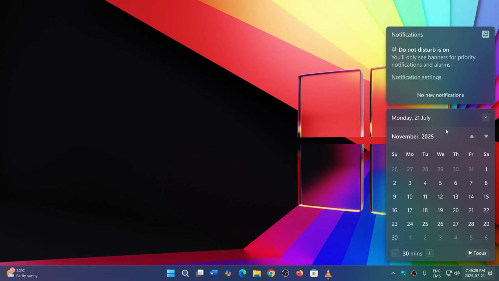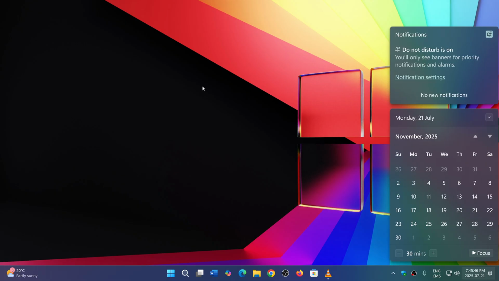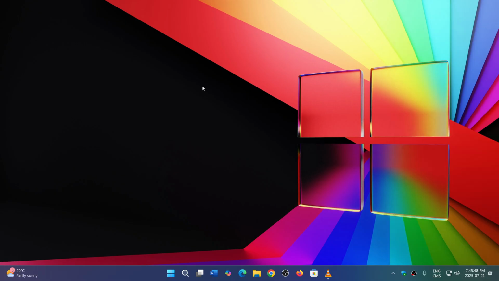I would say the odds of Windows 11 25H2 being released by November 11th are very, very high. It might be somewhere in the month of October. We're kind of all looking at October as the optimal month where Windows 11 25H2 might be released. So these are things to think about.